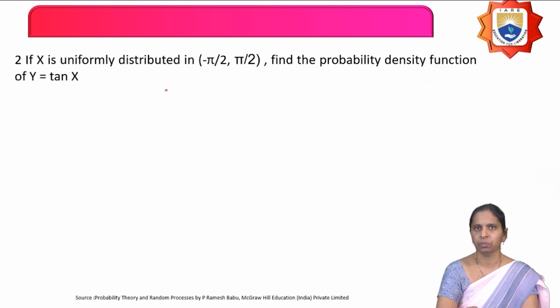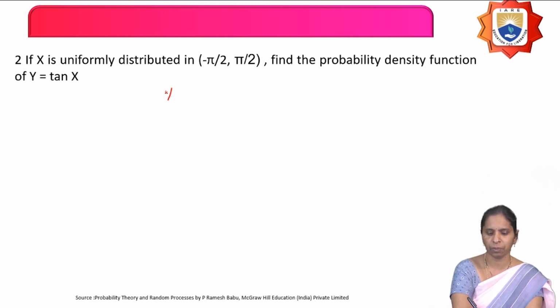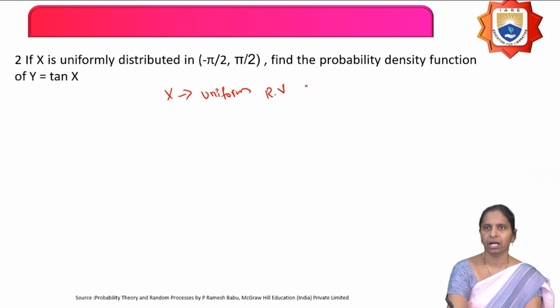So we'll go for the next problem. If x is uniformly distributed in the interval minus pi by 2 comma pi by 2, find the probability density function of y equals tan x. So what have they given? They have given that x is a uniform random variable, distributed over the interval minus pi by 2 comma pi by 2.